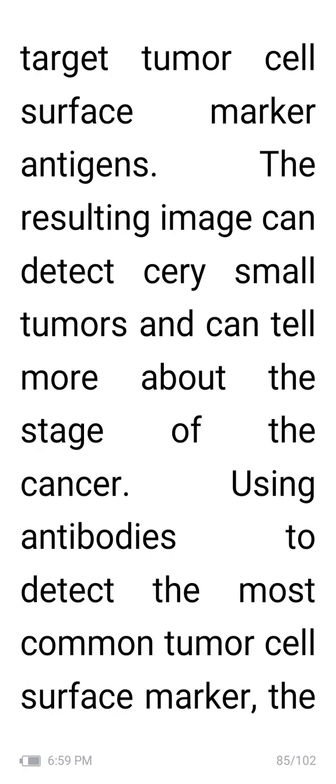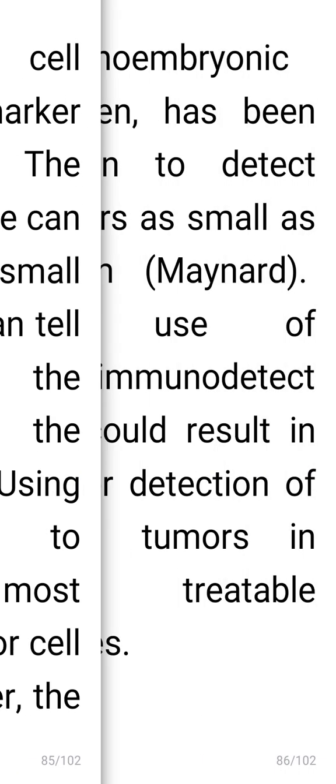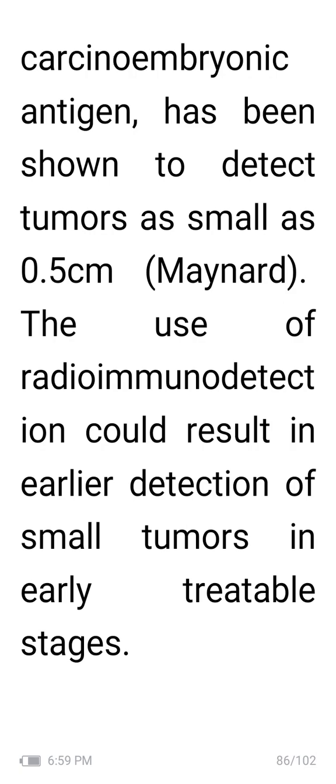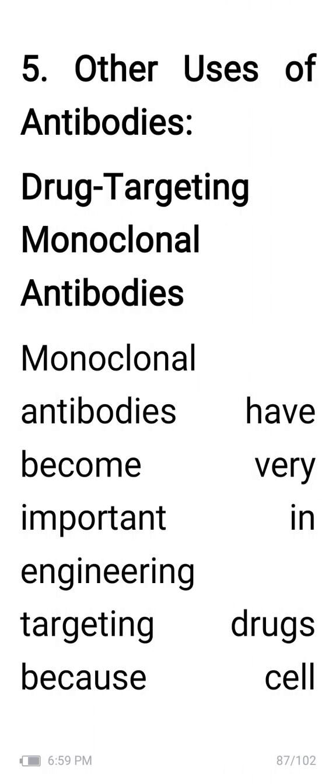Using antibodies to detect the most common tumor cell surface marker, the carcinoembryonic antigen, has been shown to detect tumors as small as 0.15 cm. The use of radioimmunodetection could result in earlier detection of small tumors in early treatable stages. Other uses of antibodies. Drug targeting monoclonal antibodies.